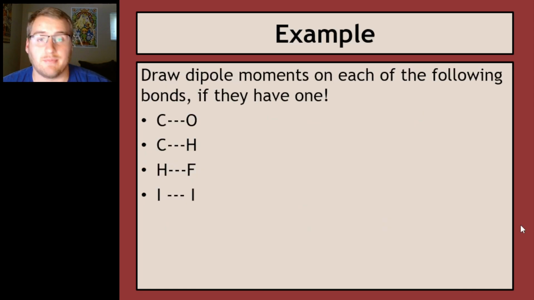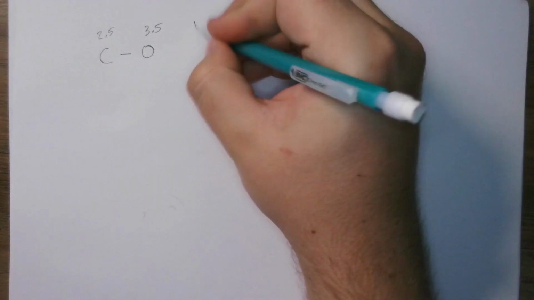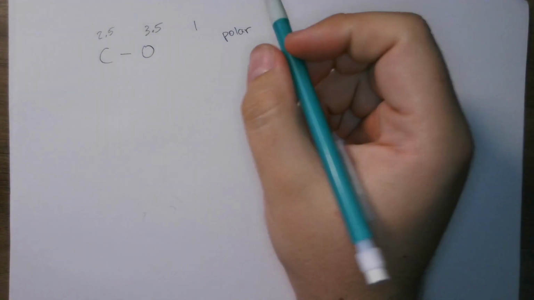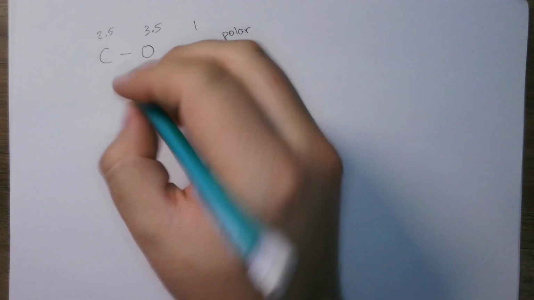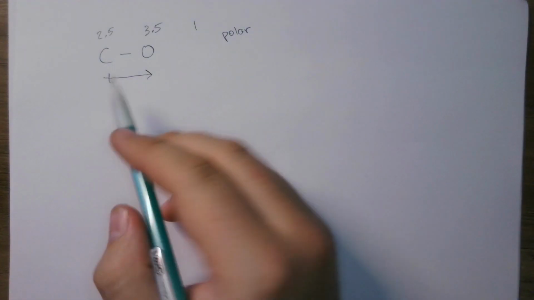Let's do a couple of examples of those. I'm going to draw dipole moments for each of the following bonds, if they have one. We're going to start with the CO bond. This is where we need that electronegativity information from before. Carbon's like 2.5, oxygen's at 3.5. That's a 1 difference, so this will be polar. And the electrons are going to go towards the end that's more electronegative, which in this case is the oxygen. So when I draw my dipole moment, I'm going to draw it pointing towards the negative one, towards the electronegative one, towards the oxygen. Put a little tail by the positive one.